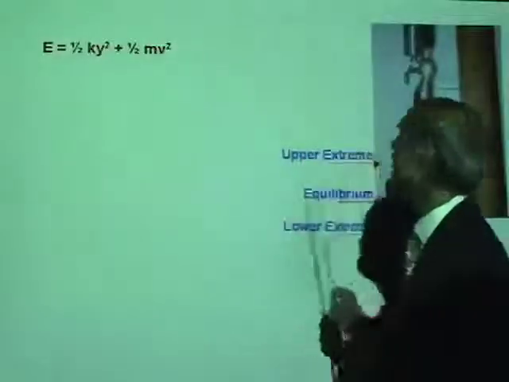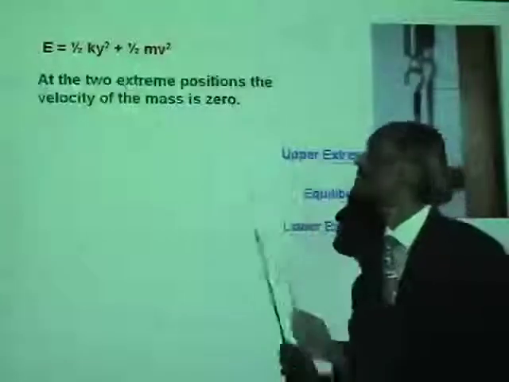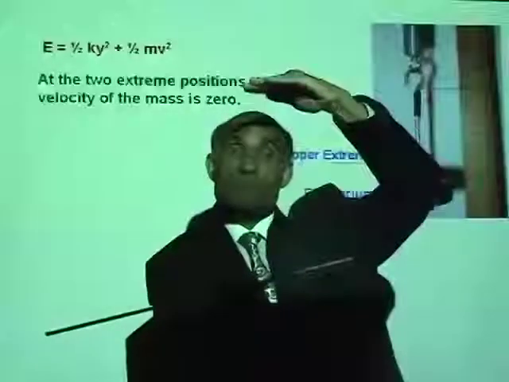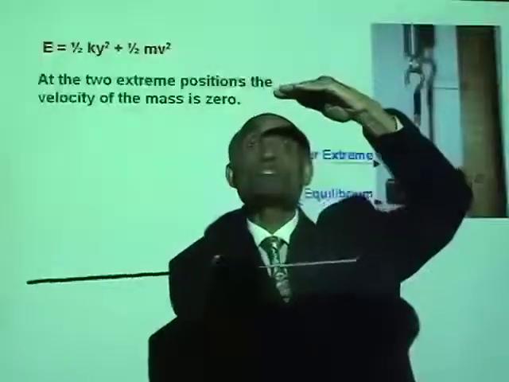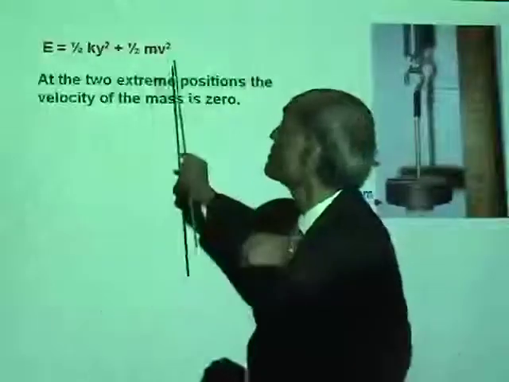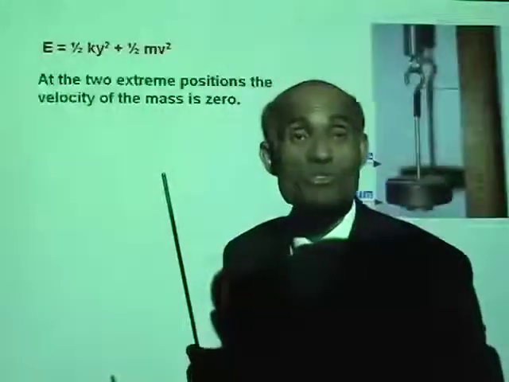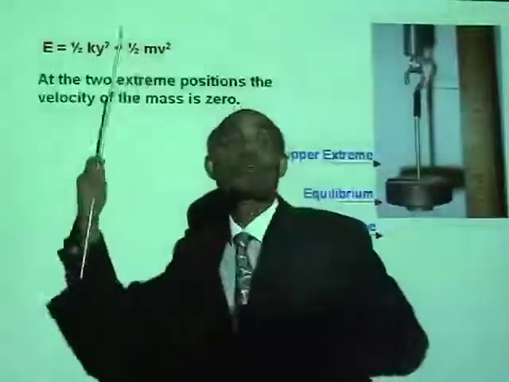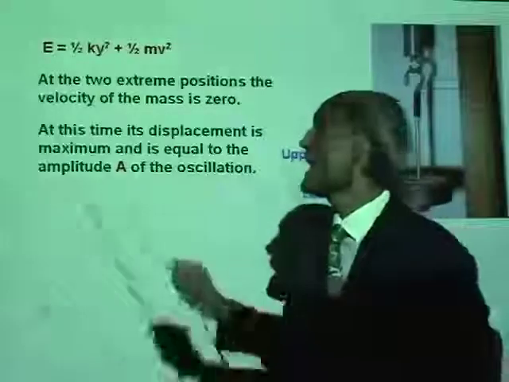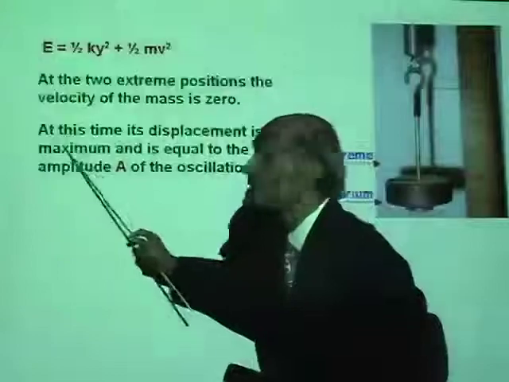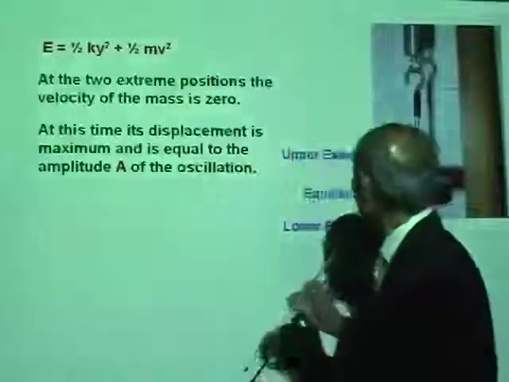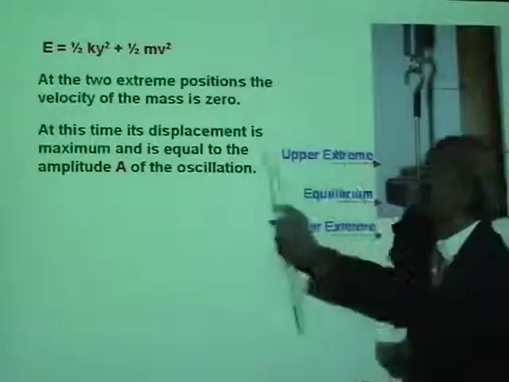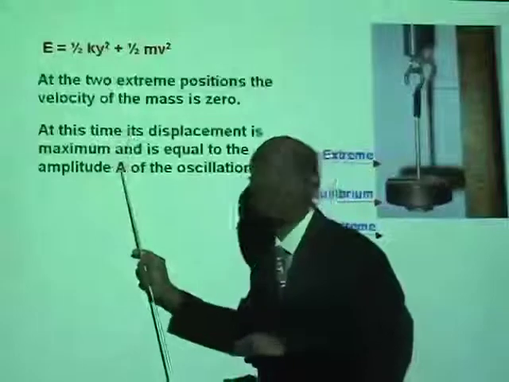Now we are going to take some specific positions and talk about this. All right, let's do that over here. At the two extreme positions, what is the velocity of the mass? You see, at the two extreme positions, the mass will be momentarily at rest. The velocity will be 0. That means at those two positions, the energy will be purely potential. There will be no kinetic energy. At this time, its displacement is maximum. Is that right? When the mass is at the upper extreme, the displacement is maximum. In other words, this y will be equal to A.